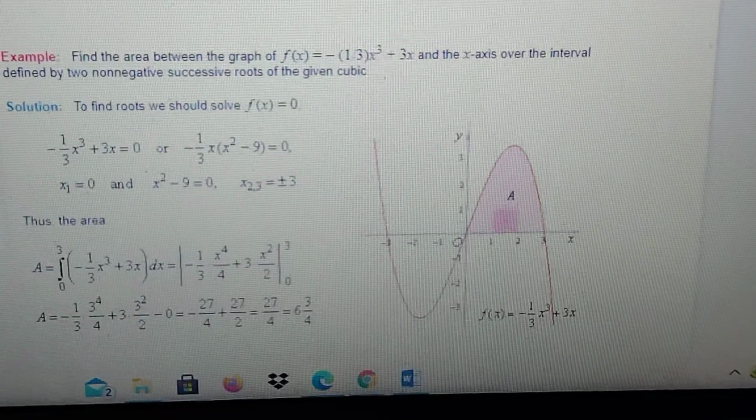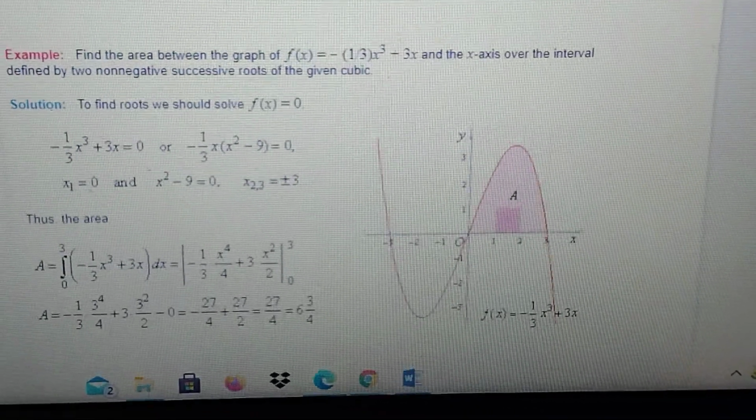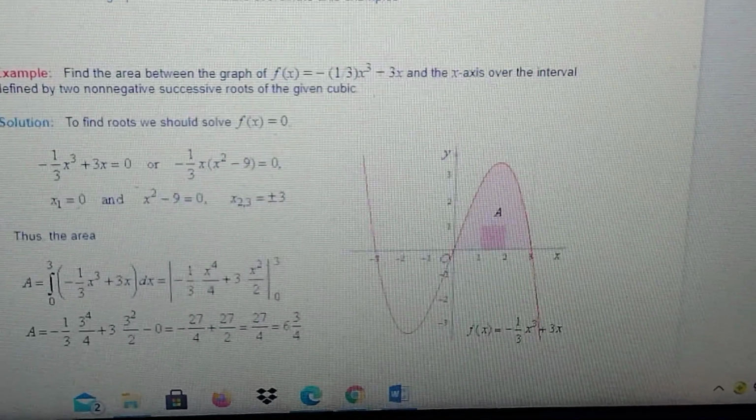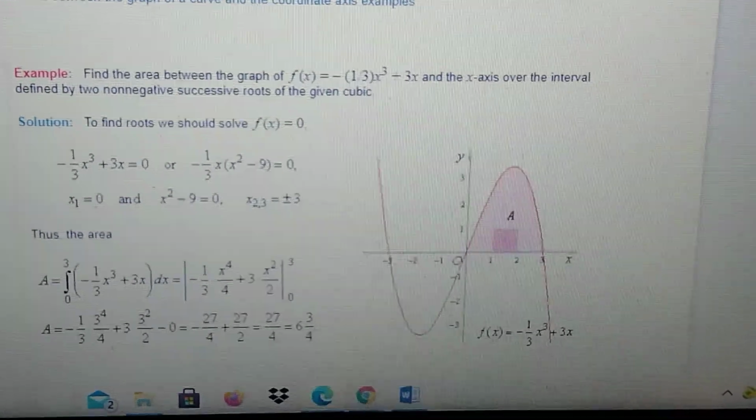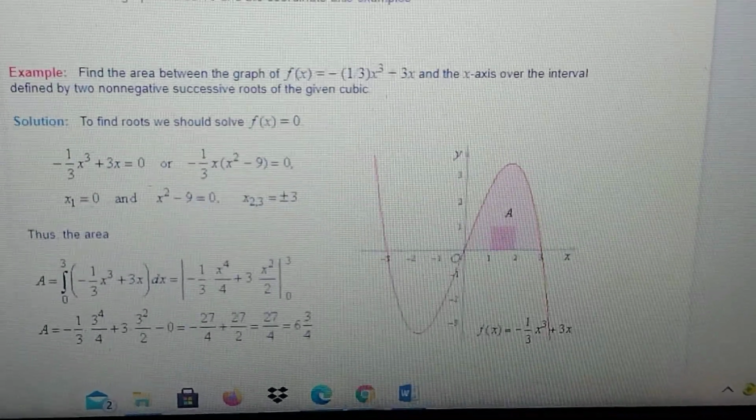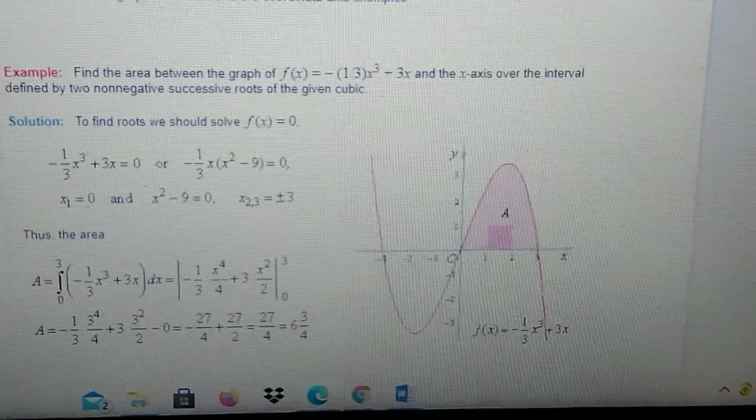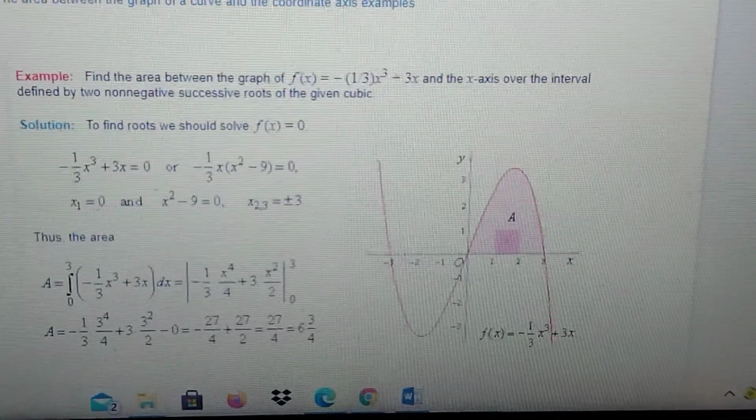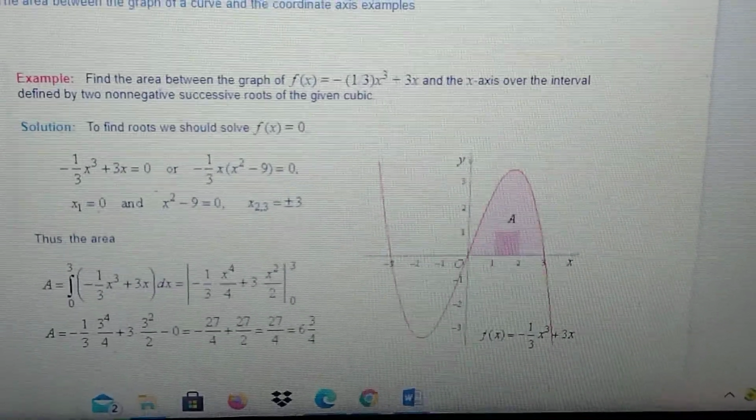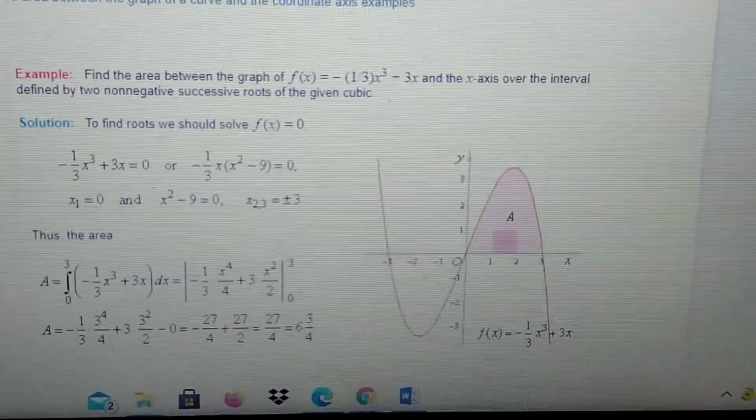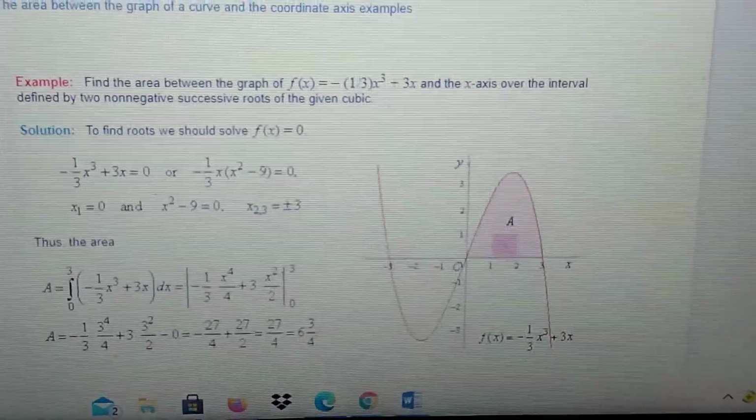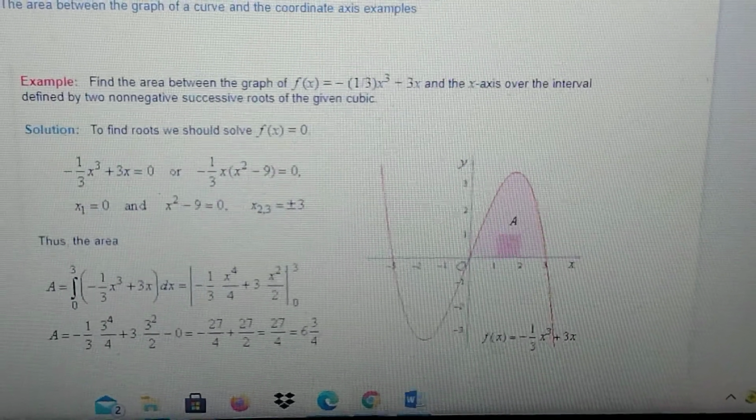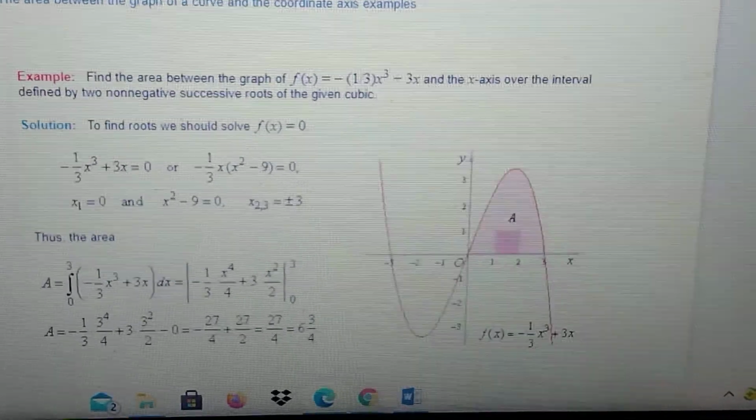Now, we need to calculate the shaded part, as the graph of the function is on the right side. So, from 0 to positive 3. We could also use negative 3 to 0. That is the way of finding the area of the plane region. So, we now have A equals the definite integral of negative 1/3 x cubed plus 3x dx from 0 to 3. So integrate, then we can compute the area, which is equal to 27 over 4 square units. Simple as that.